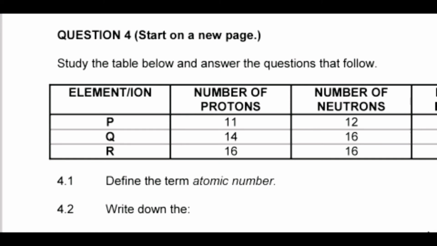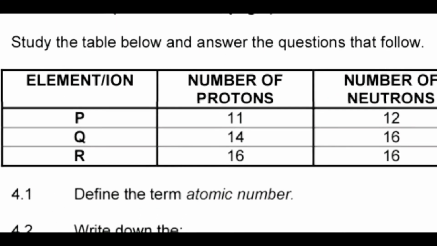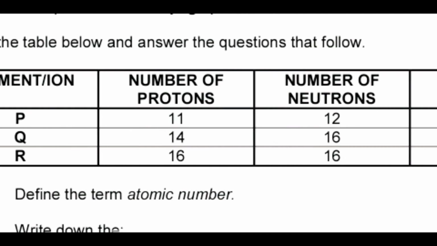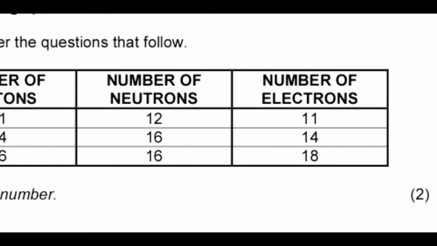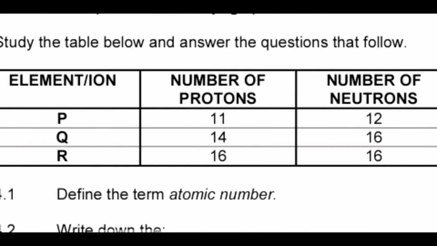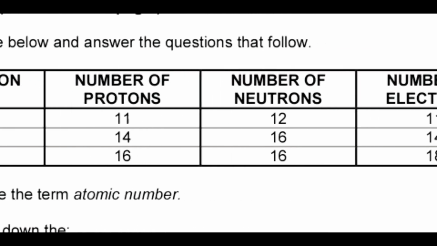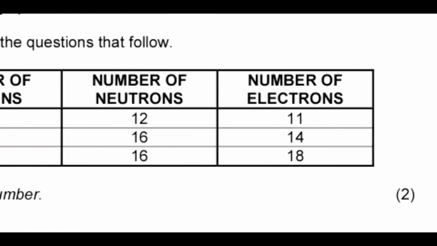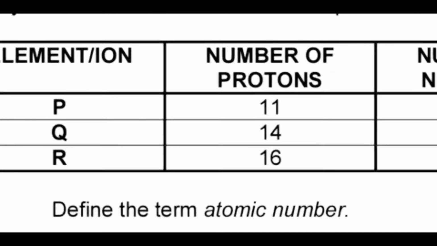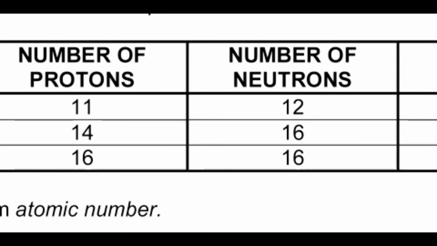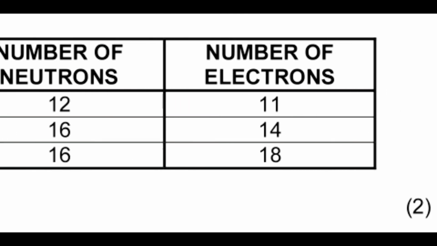We're not actually given the actual elements. Our task is to identify them, so we're just given placeholders: P, Q, R. Element P has 11 protons, 12 neutrons, and 11 electrons. Element Q has 14 protons, 16 neutrons, and 14 electrons. And element R has 16 protons, 16 neutrons, and finally 18 electrons.